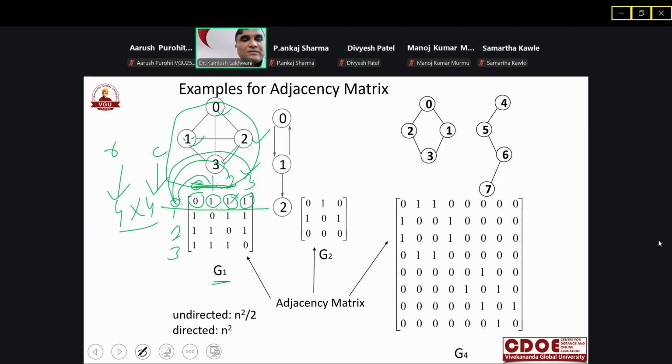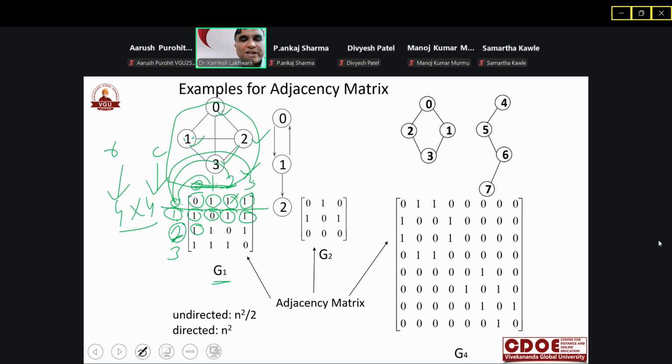Similarly, from node 1 to another node. So 1 to 0. Yes, 1 to 0, there is an edge. So we are writing 1. 1 to 1, no edge. So we are writing 0. 1 to 2, yes, there is an edge. So writing 1. 1 to 3, yes, there is an edge. We are writing 1. Similarly, from node 2, 2 to 0, there is an edge.